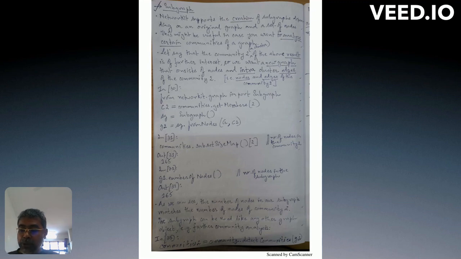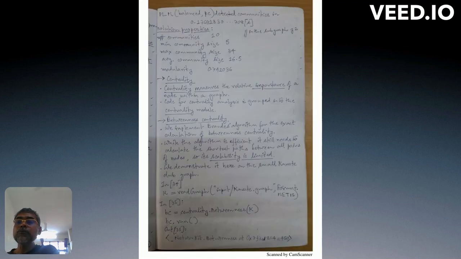And if you print g2.numberOfNodes in the subgraph, that comes out to 165. As you can see, the number of nodes in a subgraph matches the number of nodes of community 2. The subgraph can be used like any other graph object, for further community analysis, as you can see, community.detectCommunities(g2), all these things. Then the PLM balanced detected community is this, and you can have the stats like number of communities as 10, minimum community size 5, maximum community size 34, average community size 16.5, modularity is 0.742036.